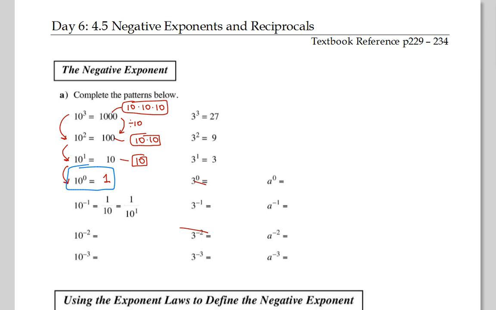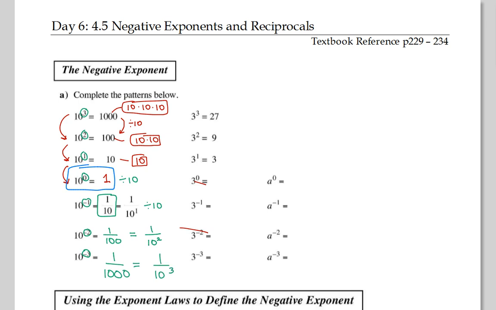Now, if you continue on with this pattern, take a look at the pattern on the left, 3, and then 2, and then 1, and then 0. The next one on the list is -1, and then -2, and then -3. So you continually divide. So if I divide by 10 one more time, I get 1/10. If I divide by 10 one more time, I get 1/100th, which is the same as 1 divided by 10 squared. Divide by 10 one more time, you get 1 over 1,000, which is 1 over 10 cubed.